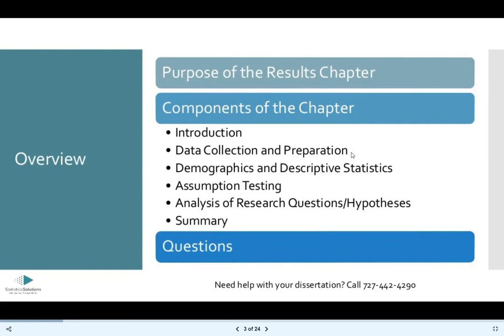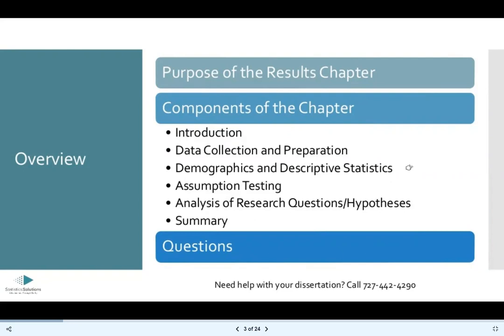But just to get us started here, let's first talk about the purpose of the results chapter. The purpose of this chapter is to present the data analyses conducted to answer your research questions and hypotheses. The previous chapters of the dissertation, namely the introduction, literature review, and methodology chapters, set up the why and how of your research. It sets up why your research is important, why you're conducting it, and then how you're going to conduct it. By the time you get to the results chapter, you will already have collected your data, conducted your study, and run your analysis. Here we're going to be presenting those findings to really show the reader what you found in your research.